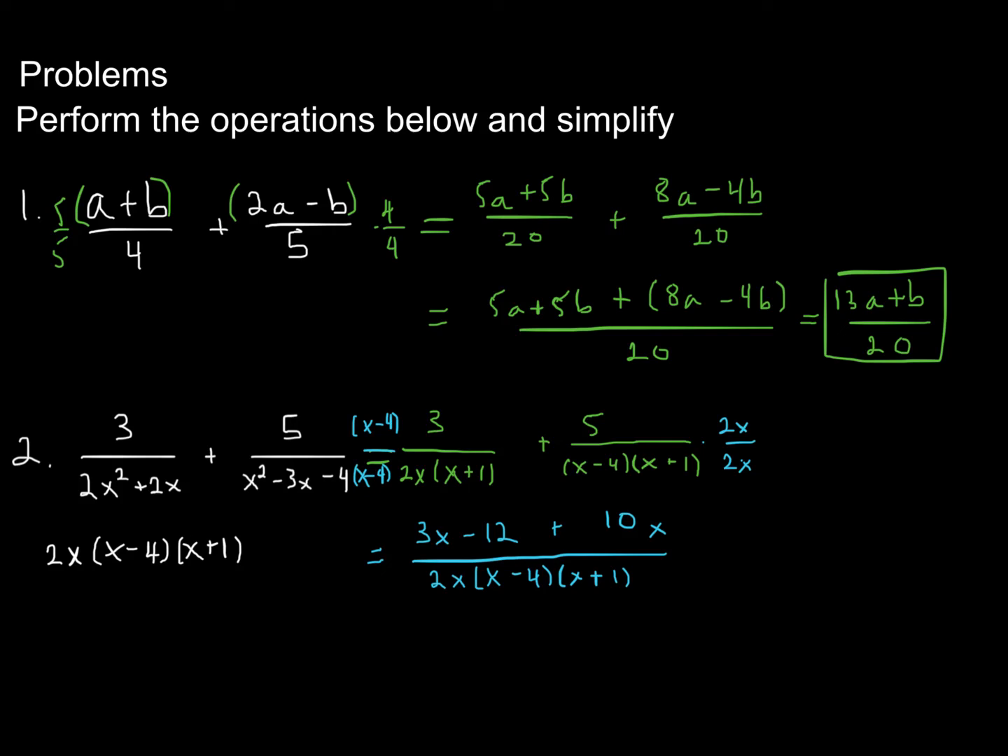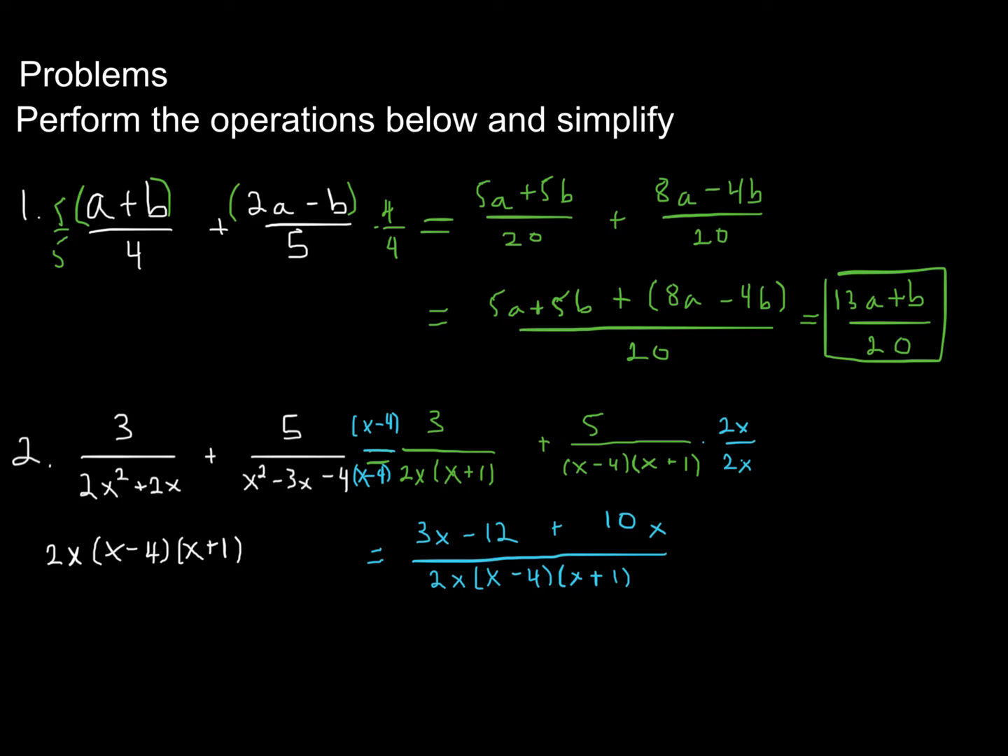And after multiplying to create equivalent rational expressions, I'm adding. So notice I've kind of done 2 steps in one here. I multiplied 3 times x minus 4 and got 3x minus 12. And here 5 times 2x will give me 10x. So because I'll have a common denominator, I can add the numerators together. And my common denominator is going to be 2x times x minus 4 times x plus 1. That's what I'll have on both denominators, and so that's my new common denominator.